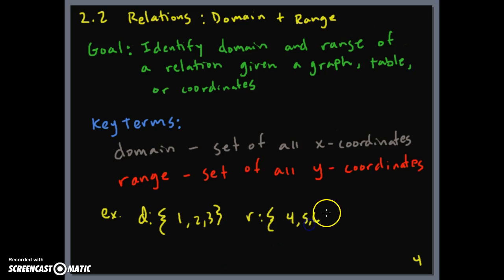So when you're defining them, you're going to use curly brackets, and then you're going to put the numbers in sequential order. So if the domain is 3, 1, and 2, you're going to put it in numeric order. Same thing for the range. That's just standard practice. So get your notes down, and we're going to go ahead and jump into the first example.